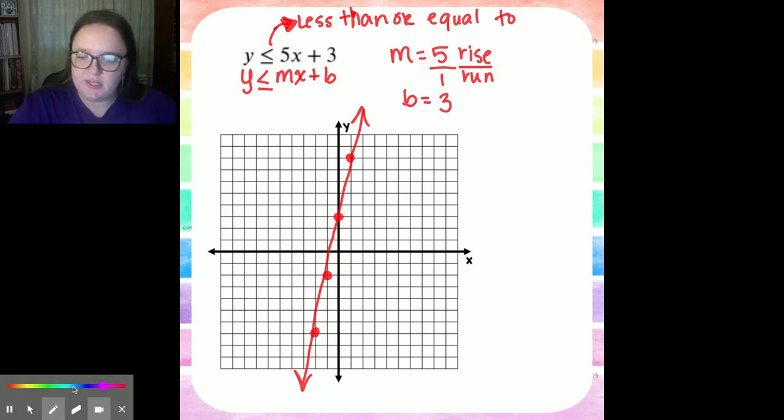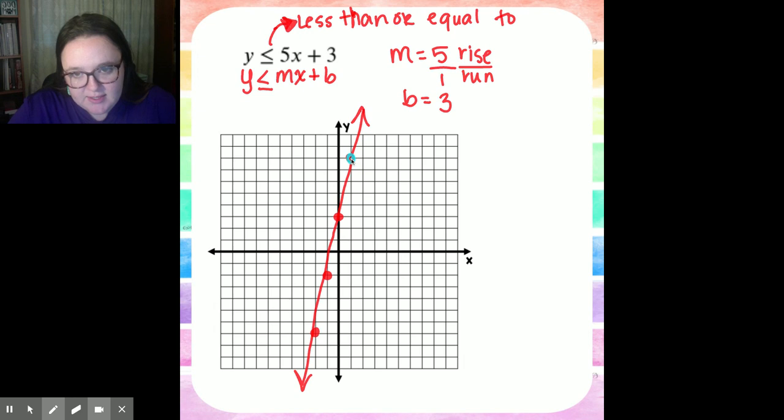I'm going to do a couple of test points here, just like we did in the other one. I'm going to test this point here first because it is on our line. We're going to see how inequalities work. So let's test this point. That point is at 1, comma, and I'm going to go up so it's positive: 1, 2, 3, 4, 5, 6, 7, 8. 1, comma, 8. And I know that that's the x and that's the y.